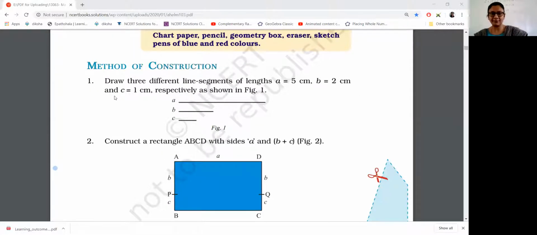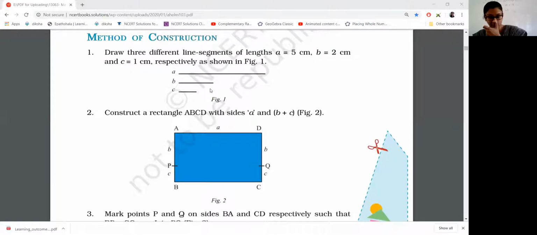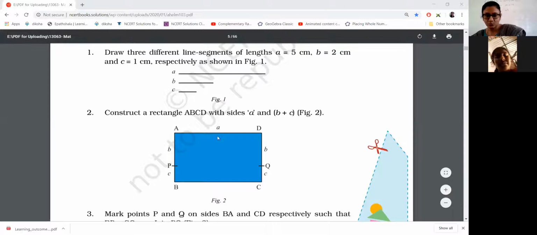So the first step is draw 3 different line segments. A is 5, B is 2 and C is 3 respectively as shown. Actually without this also you can do, but because it is given the procedure, I am asking you to do it. Now construct a rectangle. This is just to show you what is the length you have to take and the width of the rectangle. All right, so you need to draw a rectangle with sides, where the length will be A.